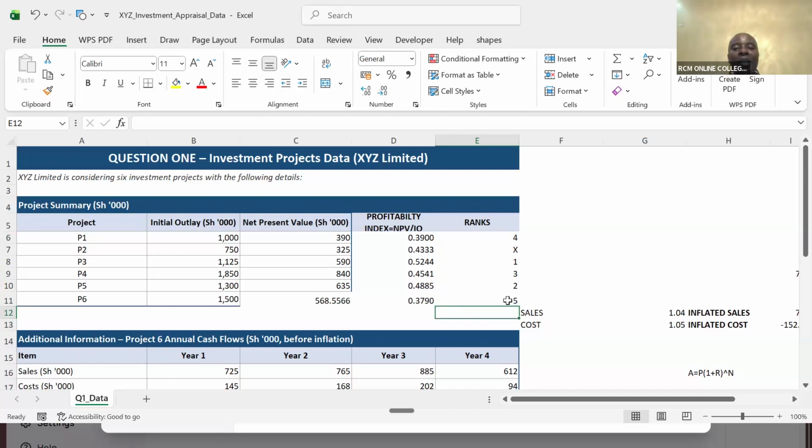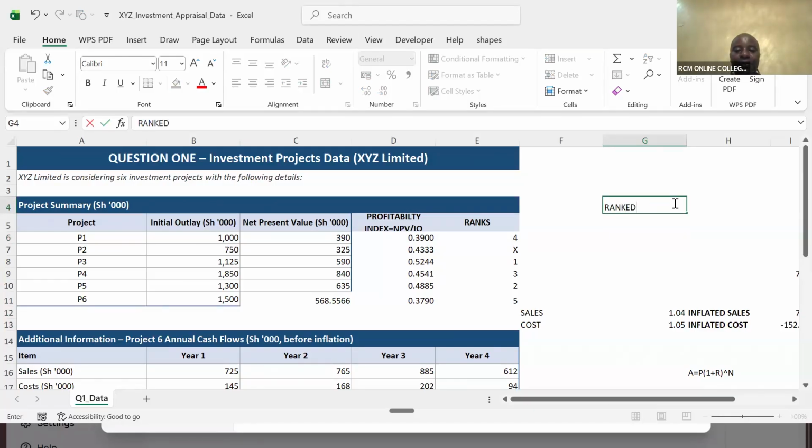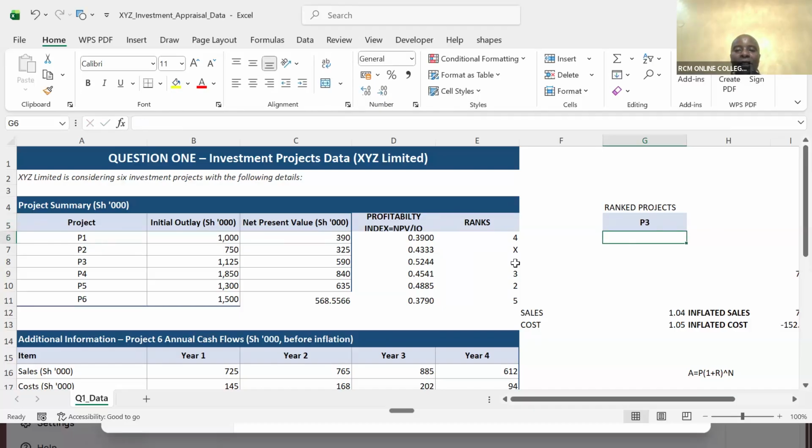So then in that case, ladies and gentlemen, you'll be able to give us here just a small title outside here. Give us ranked projects, how they have been ranked from the beginning. So ranked projects, what do we have here? The one that got rank number 1 is this one here, which is project 3. Then, ladies and gentlemen, we have project number 5. So project 5 got rank 2.